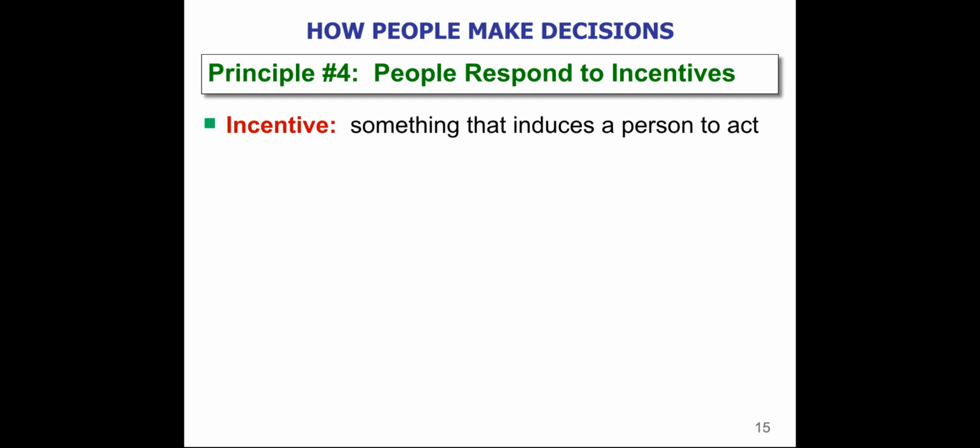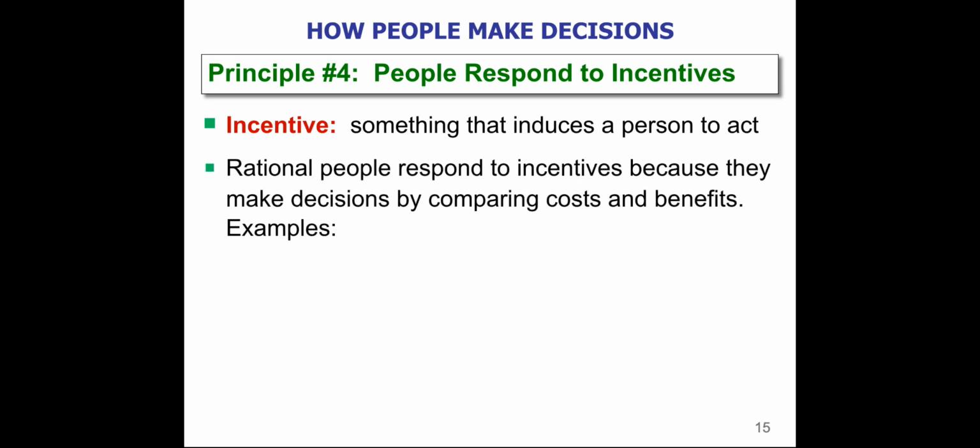things over others. Now, in econ, remember, all people are rational, and rational people respond to incentives because they make decisions by comparing costs and benefits, and an incentive increases your benefits. A disincentive would increase your costs, and that might discourage you because now, with a disincentive, your marginal cost might be higher than your marginal benefit. So, let's take a look at some examples.